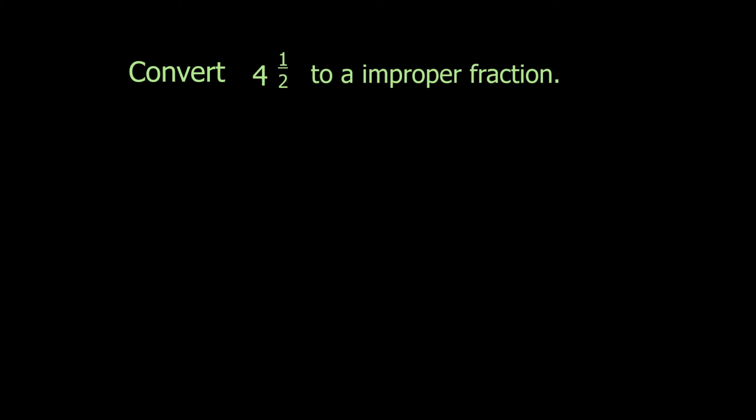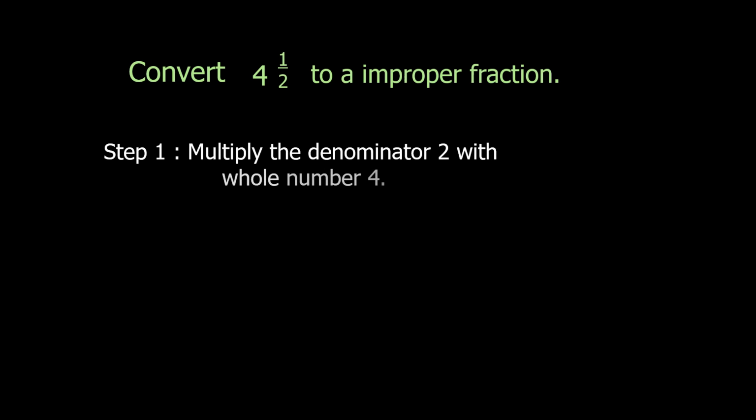4 and 1 by 2 to an improper fraction. Shall we convert? So for this, first step is we should multiply the denominator with the whole number. Here 4 is the whole number, 2 is the denominator. So first we should multiply these two. 2 into 4 is equal to 8. So first step is we should multiply 4 and 2, we get 8.